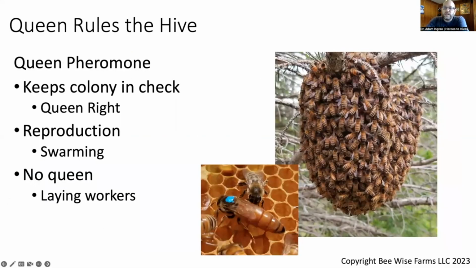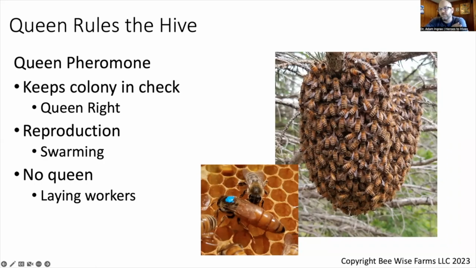All right, let's talk about the rules of the superorganism. So the queen rules the hive, pretty much. And the way that she does that is through queen pheromone. It's not that she's necessarily going around and putting bees in their place, but she produces a set of pheromones that really keep the colony in check.